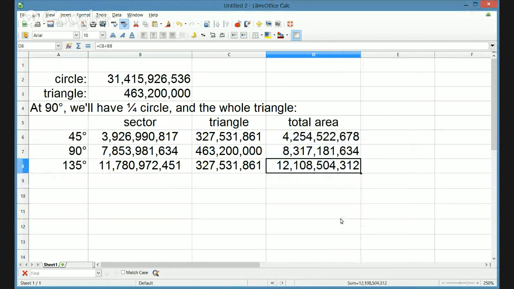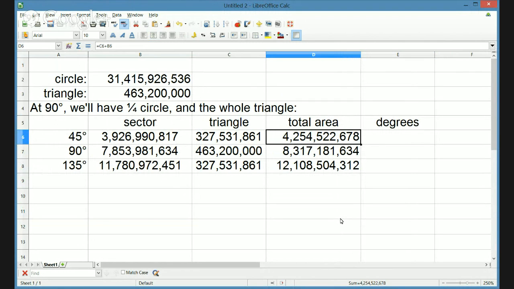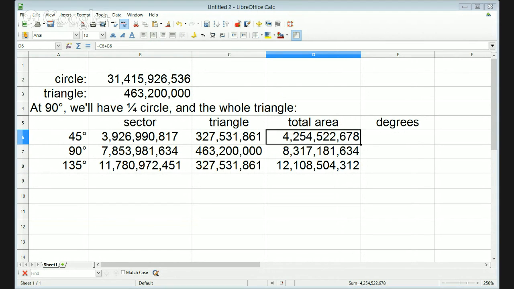Now we've got to turn these areas into degrees, right? Does anybody know how we would turn this area into a certain number of degrees? Any ideas? From the sun or from the center? This is the total area swept out as the planet goes around. Let me switch over to this.